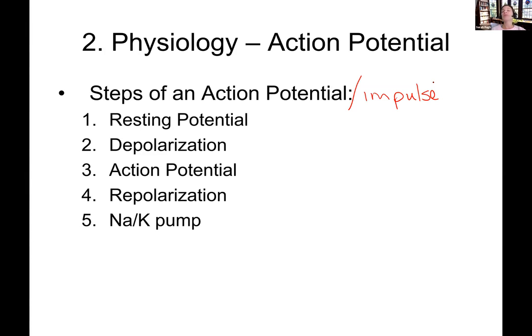So we're going to start with that. We're going to start with when a muscle cell is not even contracting, what does it look like when it's resting? What's happening at the membrane? So we're going to talk about that. And then we're going to go through the steps of getting an impulse and spreading an impulse. We call this depolarization. There's our action potential, repolarization, and something called the sodium potassium pump, which plays a really big role in this. Okay, but we're going to start with our resting membrane potential.